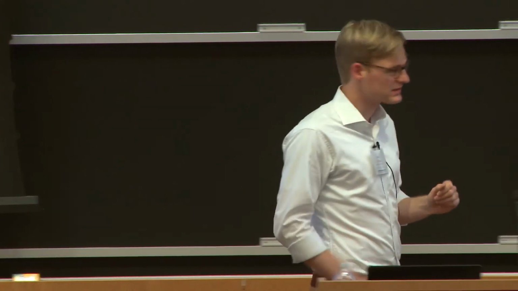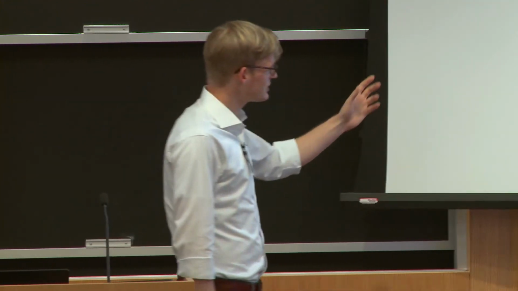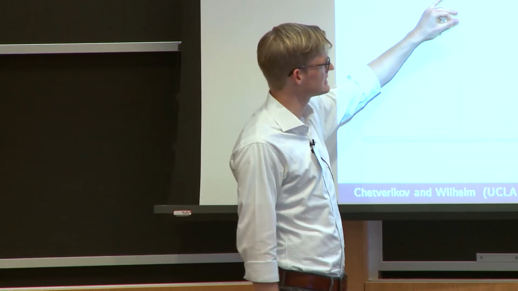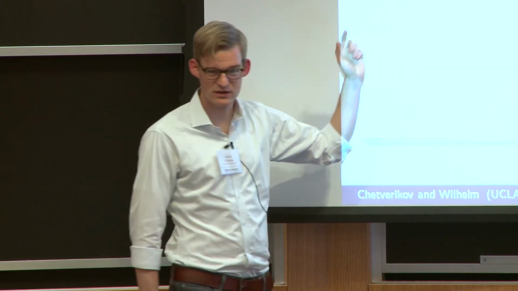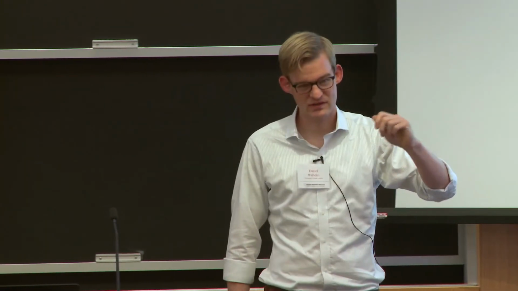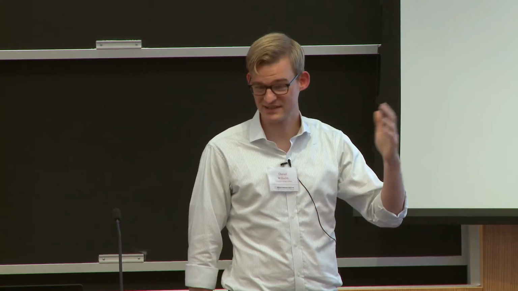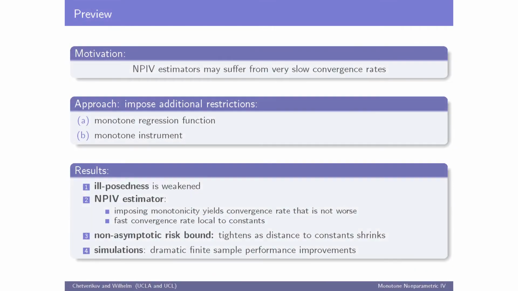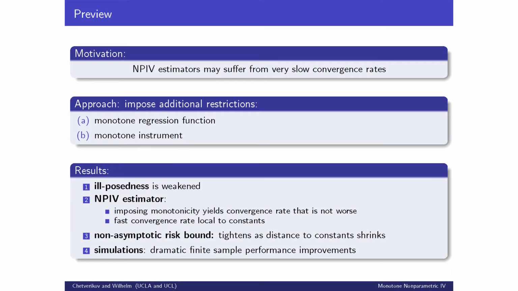With these two restrictions, we can show a couple of things. The first one is stated a bit vaguely at the moment, but I'll be much more precise about this later: ill-posedness of the model. Ill-posedness is the feature of the model that is really causing these slow convergence rates. We want to argue that ill-posedness is weakened in some sense under these two conditions, and therefore there is an impact of these two restrictions on the performance of the estimator.